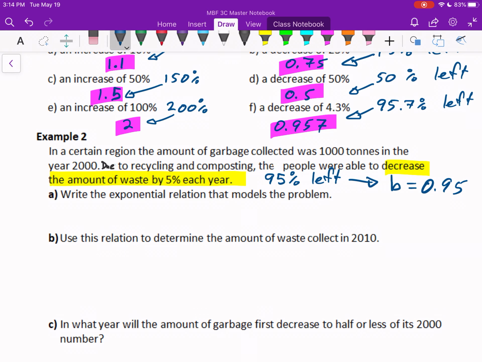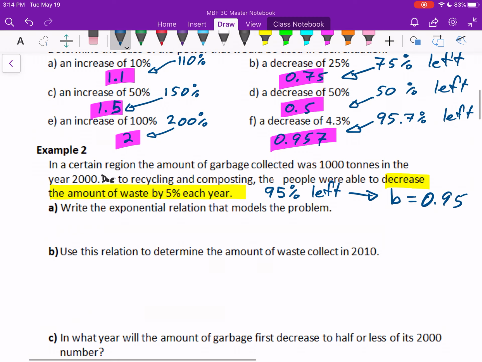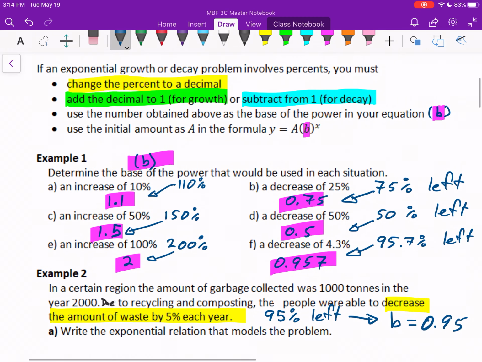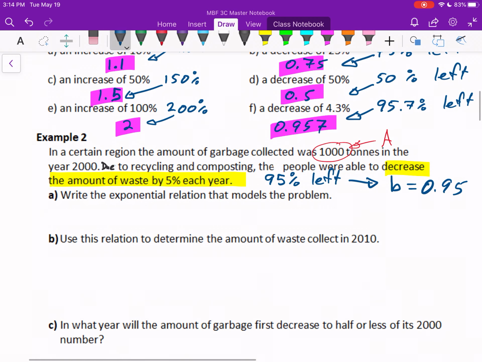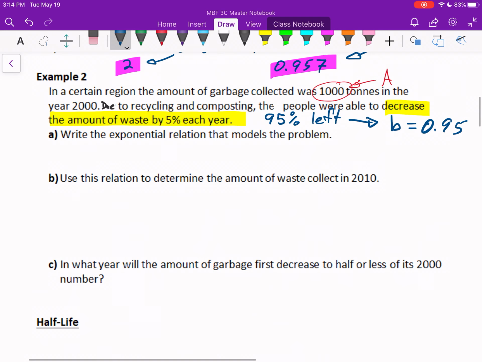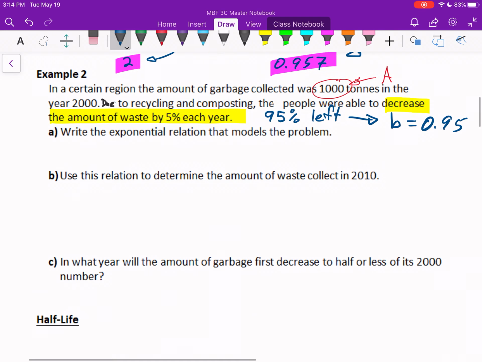Write the exponential relation that models this problem. We also need to know the initial amount. Well, the initial amount was this 1,000 tons. This is our a value. So if we put it all together, let's say W for waste equals 1,000 tons, our initial amount, times the base, 0.95, to the exponent t for time in years.